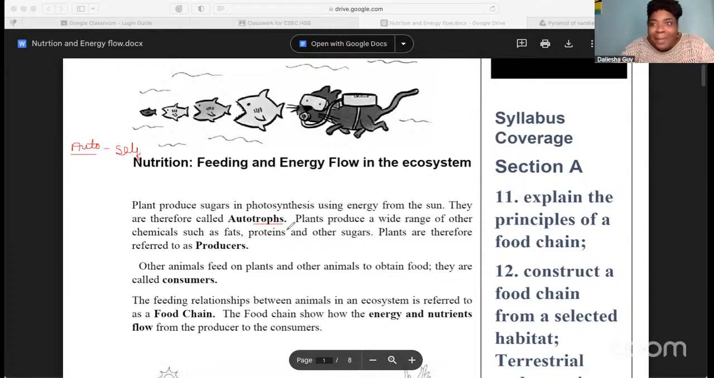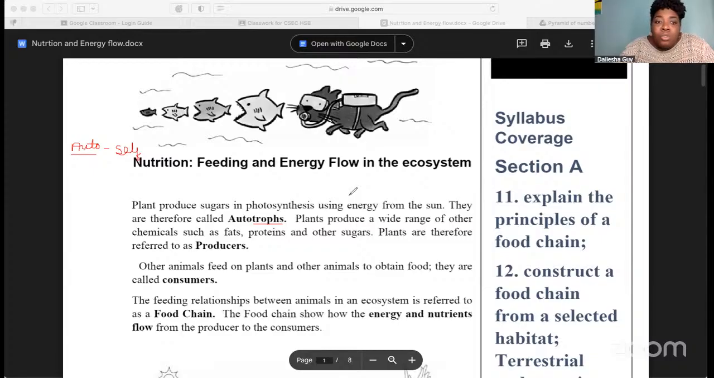So they are supposed to define autotrophs in the examination. You see, autotrophs are self-feeders. For example, plants use photosynthesis to produce food which they use for their own development. Now, plants, though they are producers, the other organisms don't produce, they are consumers.